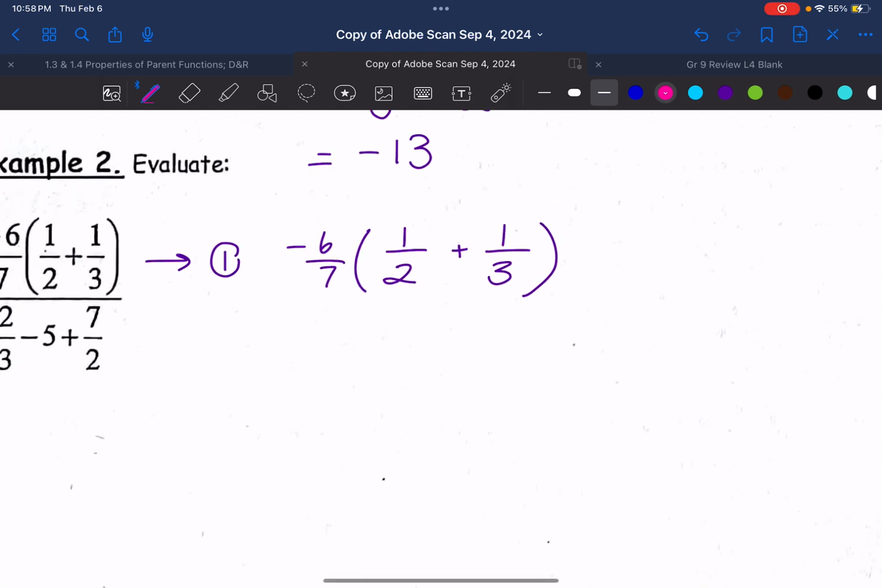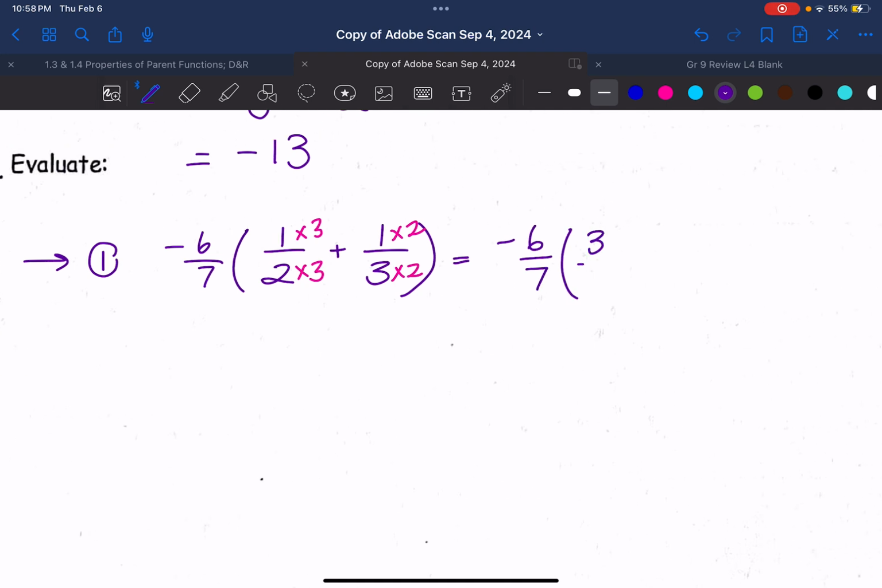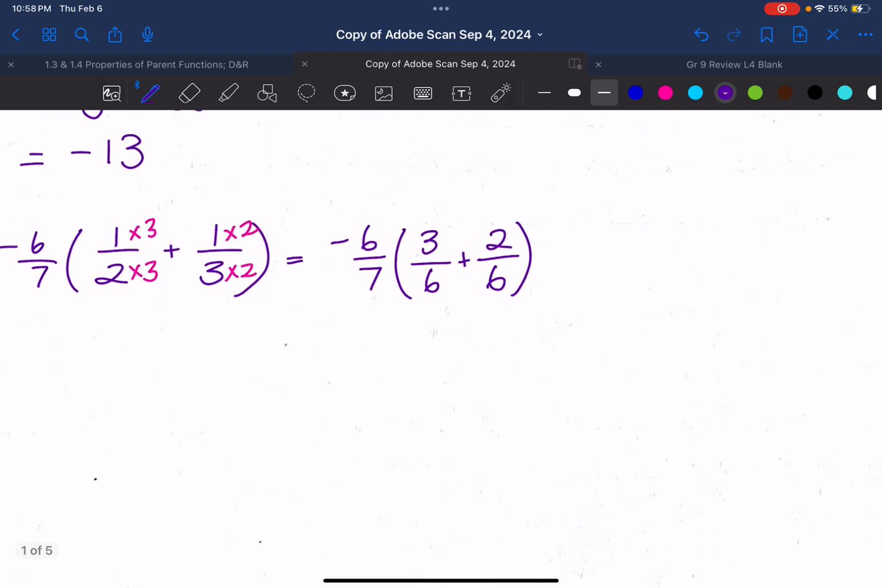So what I do to the bottom, I have to do to the top as well. So if I'm timesing this by 3, I'm also timesing the top by 3. Same thing for the second fraction. If I am timesing this by 2, I also have to times the top by 2. And you will see that this will leave us with still negative 6 over 7 on the outside, but now I'm going to have 3 over 6 plus 2 over 6. Now that the bottoms are the same, they're both 6, now I can add the numerators. So this is really going to be negative 6 over 7 times 5 over 6.